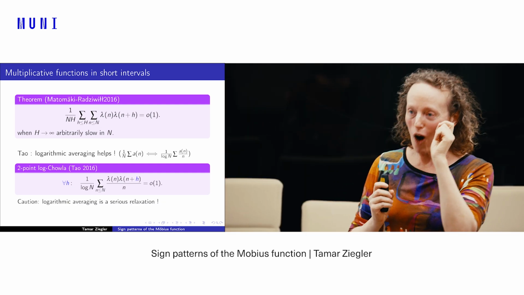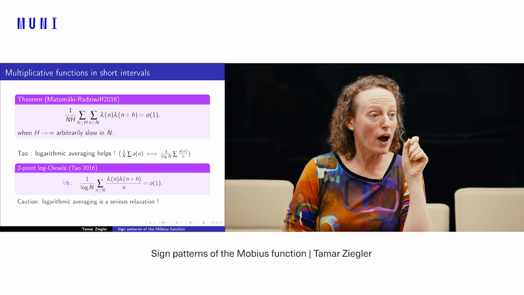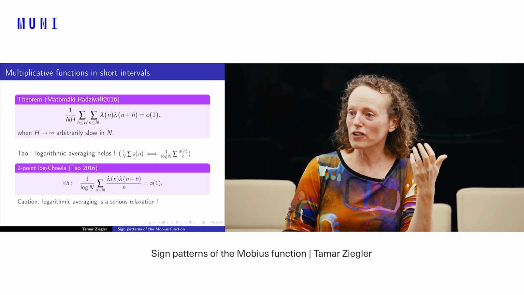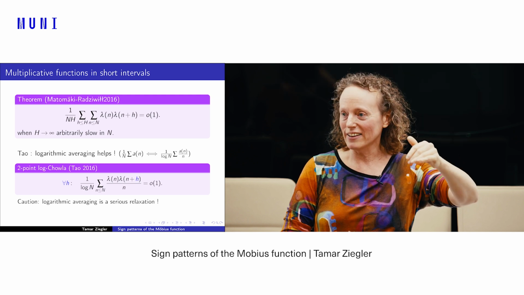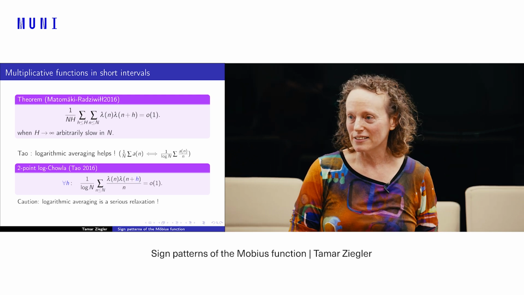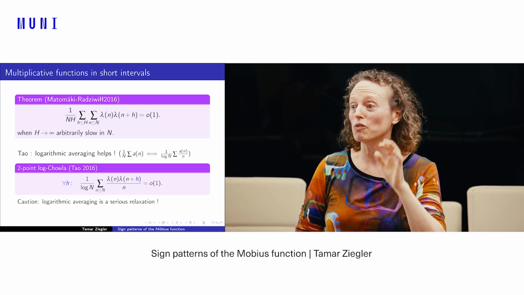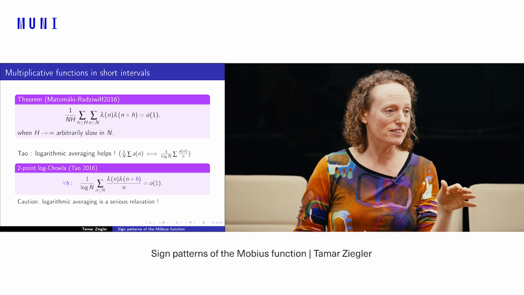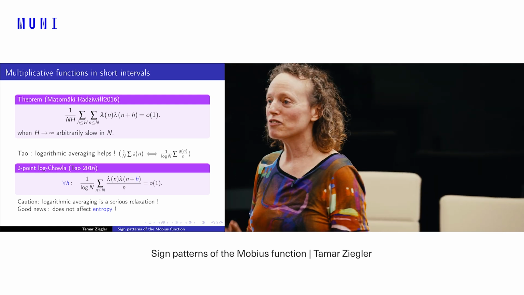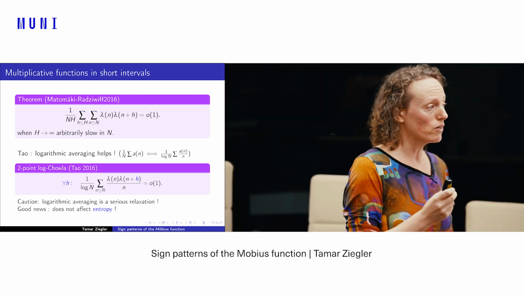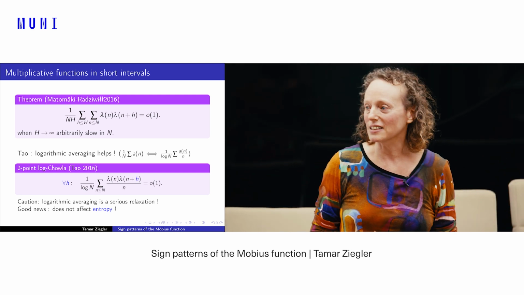Okay, so here's the caution. Logarithmic averaging is a serious relaxation. If you try to prove the logarithmic version of the prime number theorem for Liouville, summing lambda n over n instead of summing lambda n, that's an exercise. That's not a difficult exercise, okay? But logarithmic averaging is a serious relaxation, not something trivial. The good news is that for the entropy, if you're just interested, for example, in the question of positive entropy or the number of sign patterns, then that's okay. Doesn't bother you. You don't care.